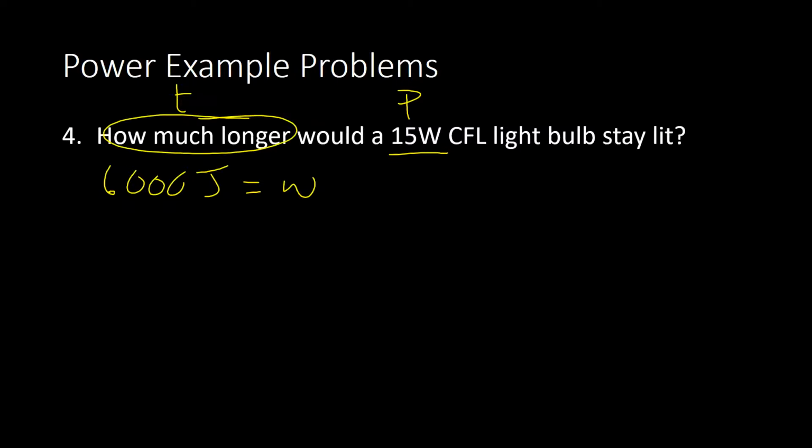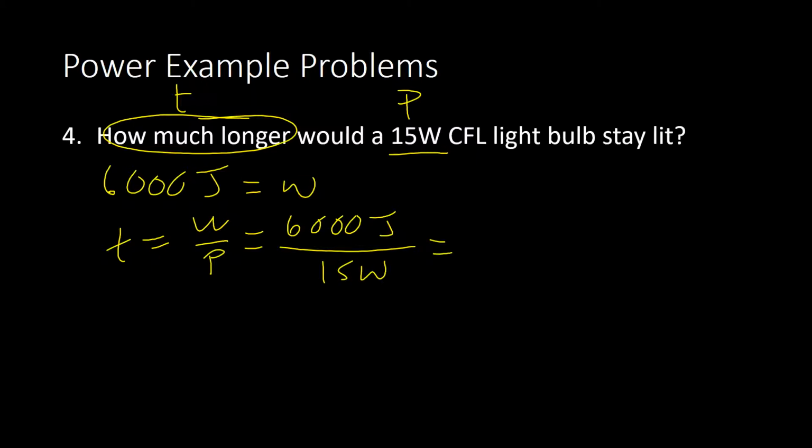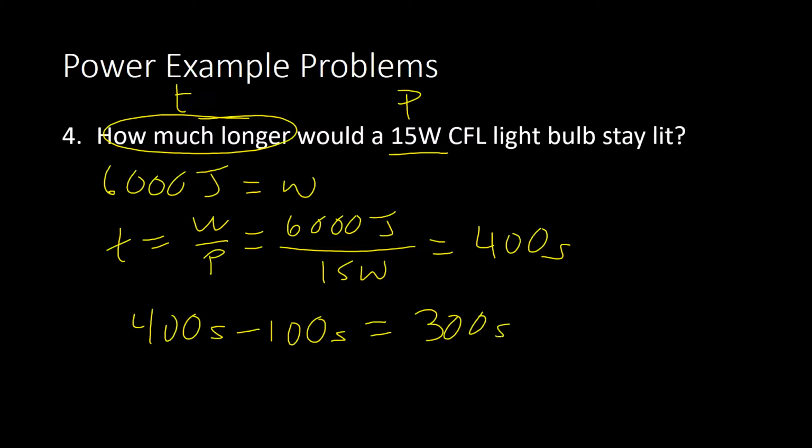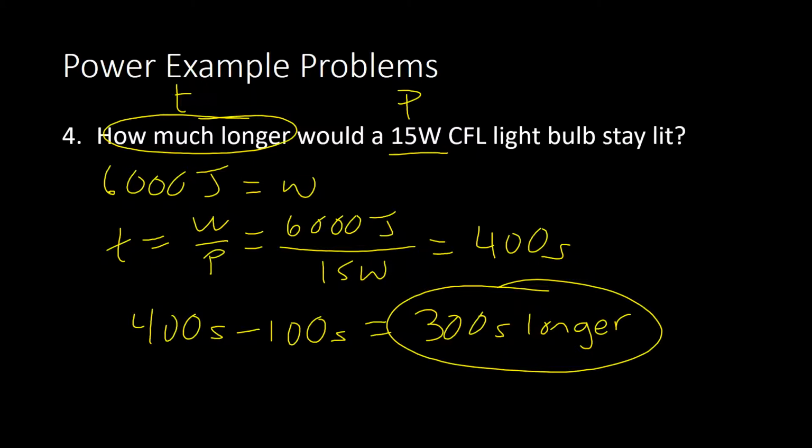So again, we're going to be solving for time, but we're not just going to straight solve for time. So time, as we just said, was work divided by power. So that's going to be 6,000 joules of work from the previous problem divided by 15 watts. That gives me 400 seconds. That's not the answer, though. That's how long this bulb would stay lit. It wants to know how much longer this bulb stays lit than the other one. So I have to take that 400 seconds minus the 100 seconds from the previous problem to give me 300 seconds longer. So it stays lit for 300 seconds longer than the 60-watt light bulb does.